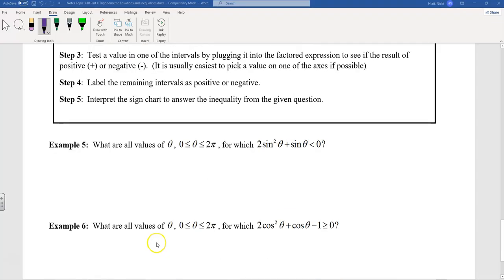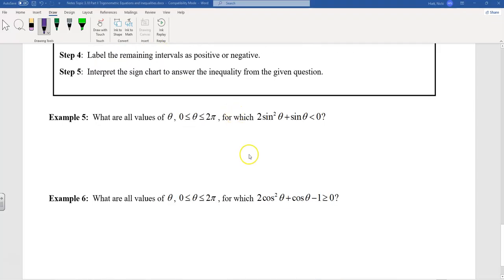I'm just going to go through this first one. He gives you the steps there. You definitely can read through those if you want, but let's just go through it together. We need to find all of the places where 2 sine squared theta plus sine theta is less than 0. So if your trig stuff looks like a quadratic, you've got a sine squared and a regular sine, or a cosine squared and a regular cosine, you are probably going to have to make a sign chart on these. You're definitely going to have to factor.